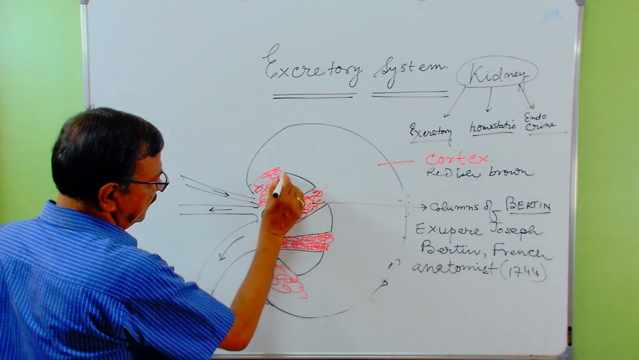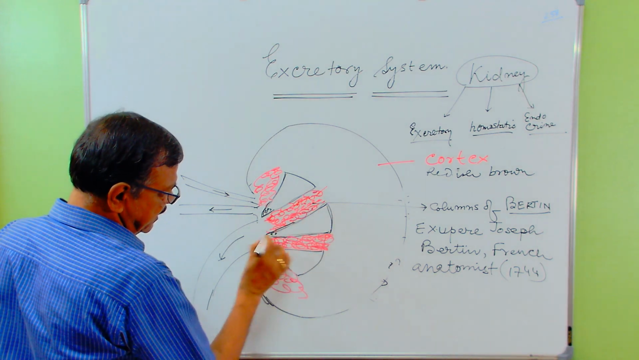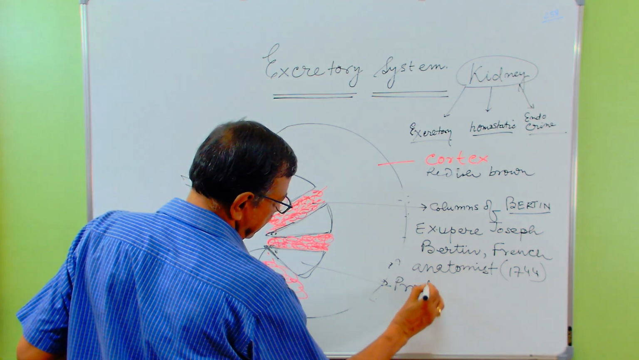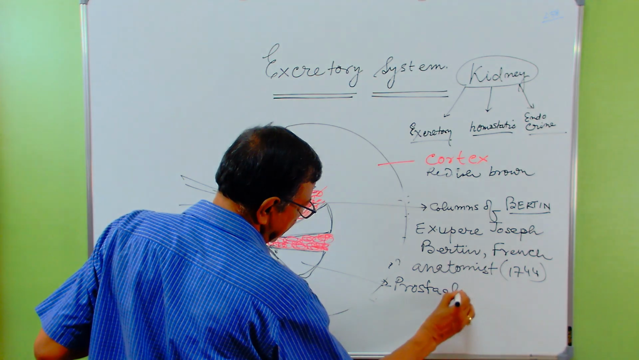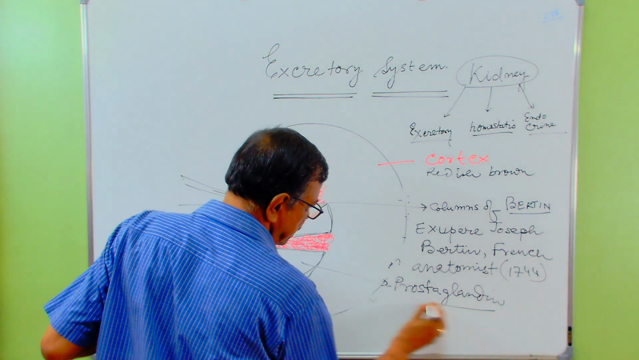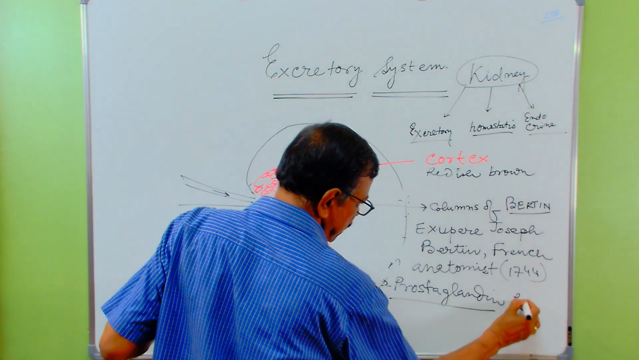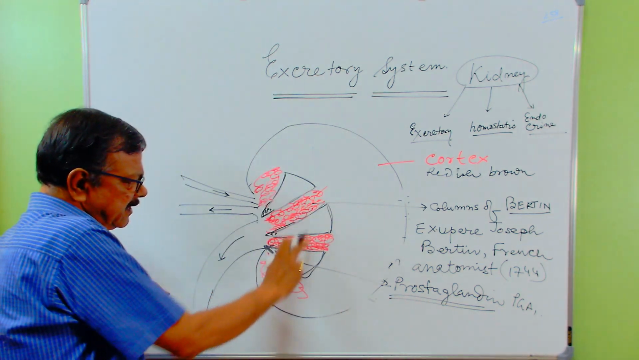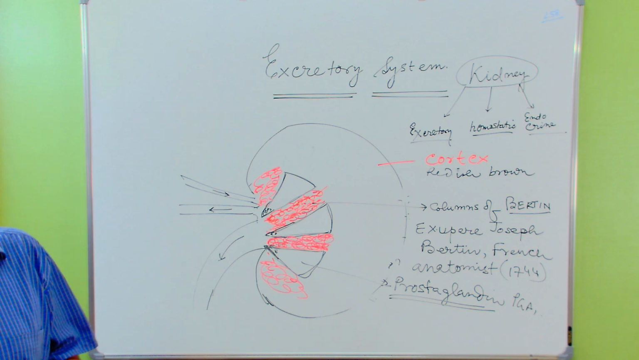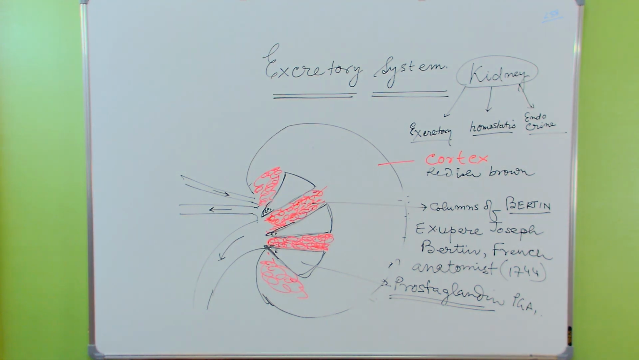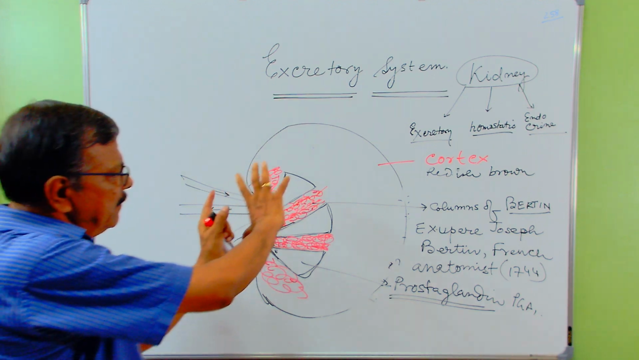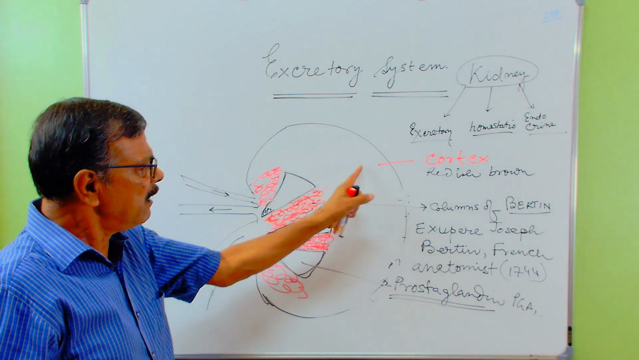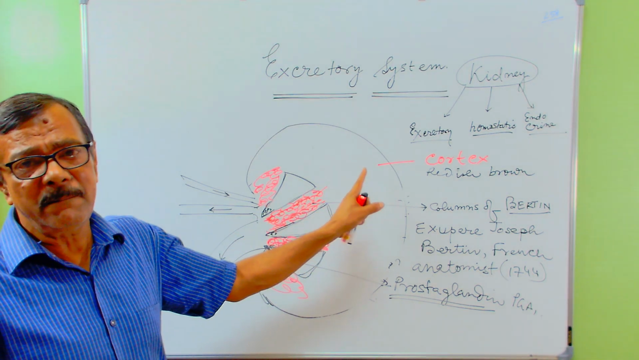The renal medulla, here it is darker in color. The renal medulla is the site of secretion of prostaglandin, a hormone, PGA1, PGA2, like that. So all these prostaglandins are secreted from the medulla portion of the kidney. Clear?